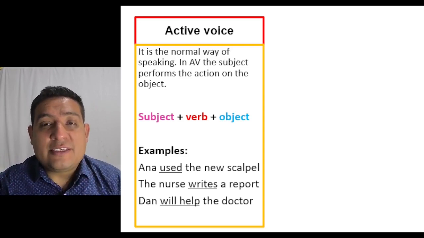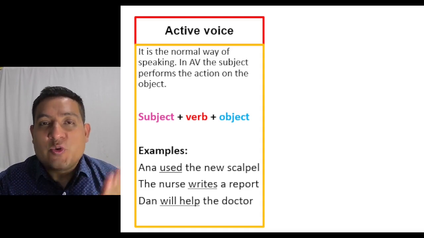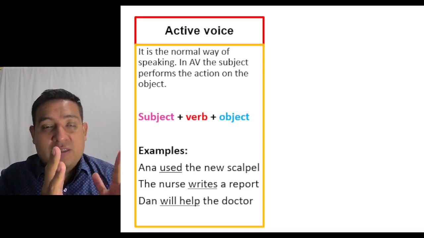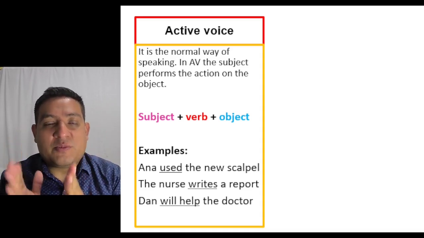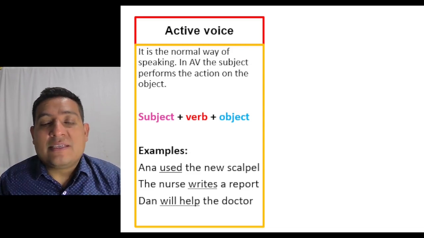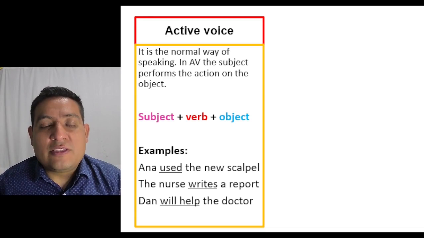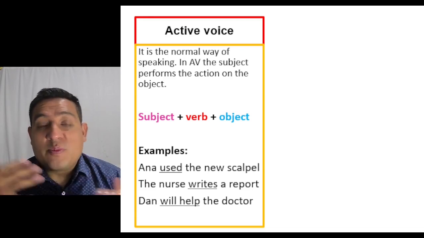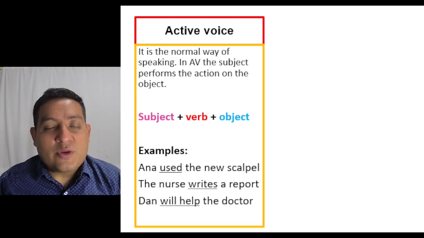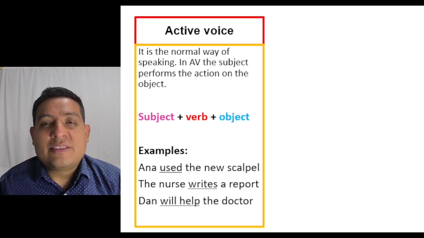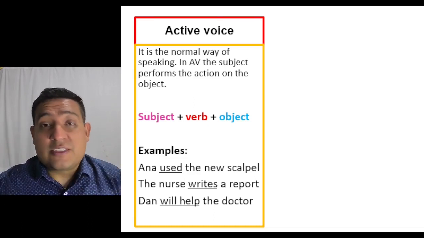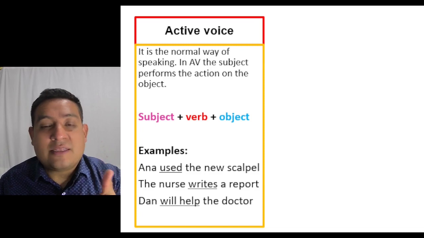In the active voice sentences, we usually speak of a subject, the action that subject does, and the complement of this sentence. This is, in simple words, the way we normally speak. You can see below three examples. These three examples are in different tenses. We have one in past, one in present, and one in future.